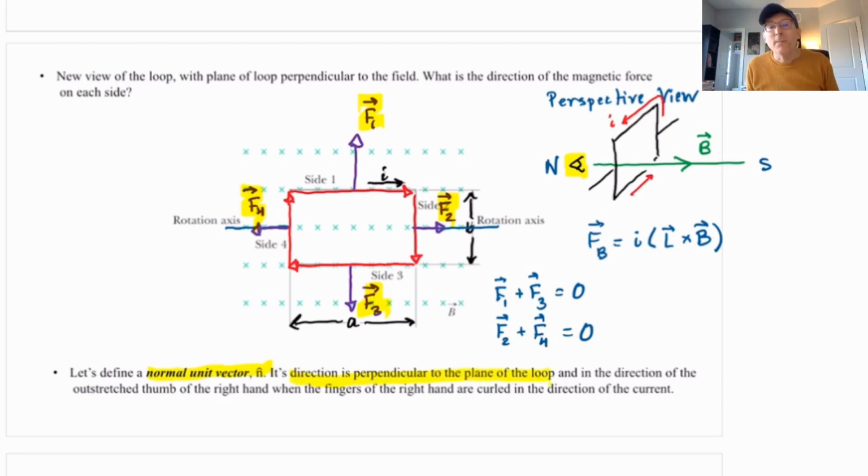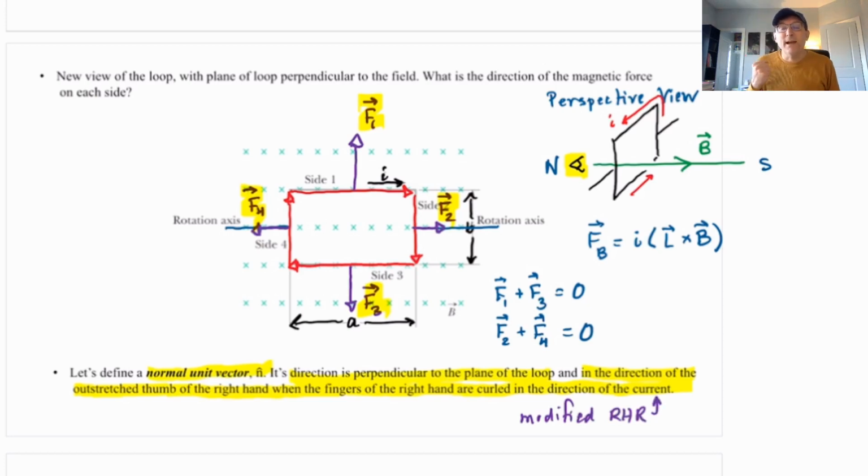So for this picture, the plane of the loop is the plane of the screen. So perpendicular to the loop means either directly out of the screen towards us or directly into the screen away from us. And how do we determine? What's the definition? It is in the direction of the outstretched thumb of the right hand when the fingers of the right hand are curled in the direction of the current. It's kind of a right-hand rule. You might call it a modified RHR, right-hand rule. That's what's being described in words.